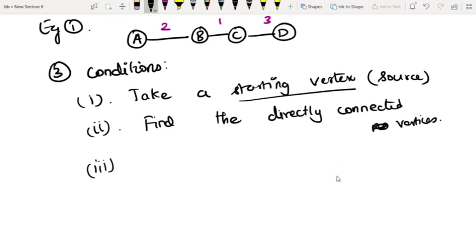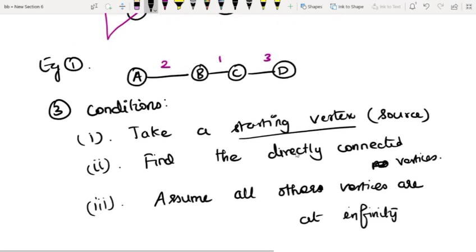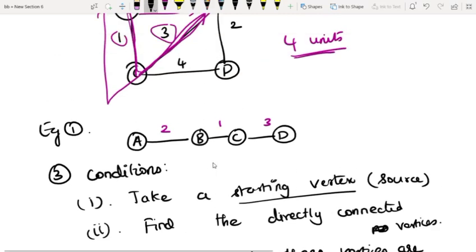Third one, assume all other vertices are at infinity. Let me explain this shortly. So there are 3 main conditions. Please remember these 3 main conditions. This will highly help you to solve any problem using Dijkstra's algorithm.